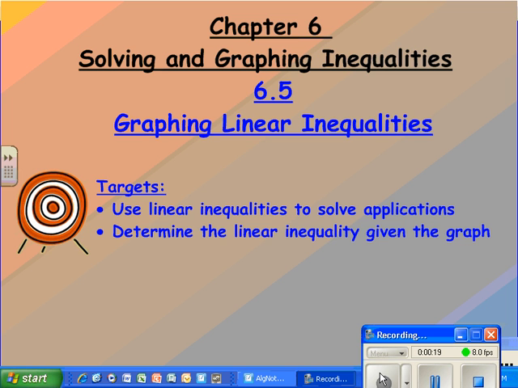If it says 6.5, Graphing Linear Inequalities, that's going to be one of the things that tells us that you watched this video. So our targets, we are going to use linear inequalities to solve applications, and we are going to determine the linear inequality given the graph, okay? So those are our two targets for today.